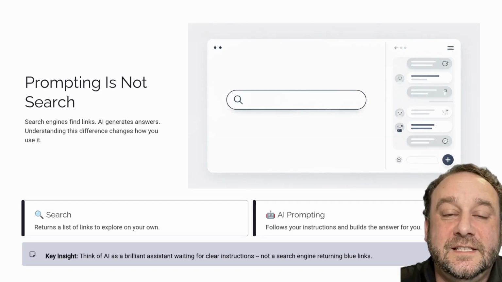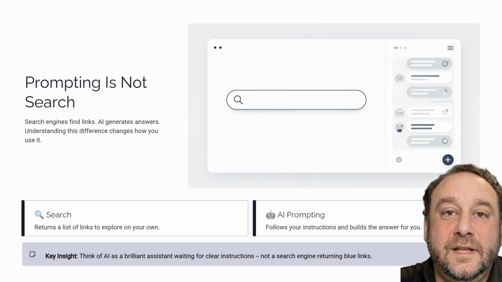One of the biggest mindset shifts in using AI well is understanding that prompting is not the same as search. Search engines are designed to find information that already exists on websites. AI is different. AI generates a response based on the instructions you give it. That means the quality of the result depends heavily on the quality of the direction. If you treat AI like a search bar and type a few random words, you'll often get shallow output. But if you treat it like a smart assistant and give it a role, a task, context, and constraints, the response becomes much more useful.